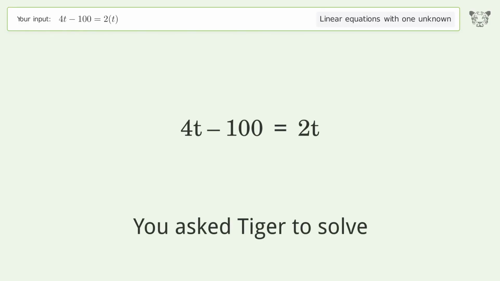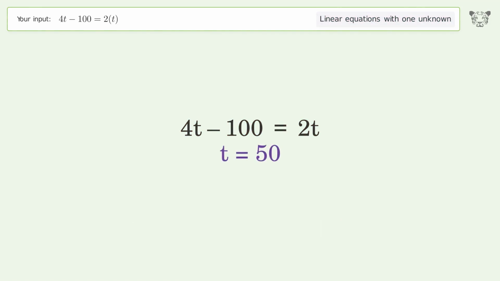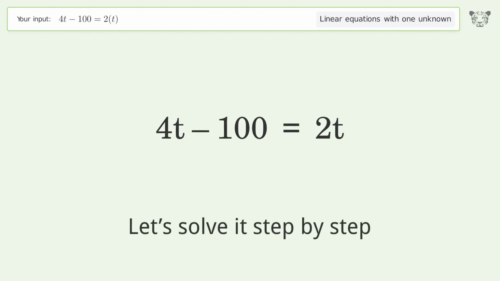You ask Tiger to solve. This deals with linear equations with one unknown. The final result is t equals 50. Let's solve it step by step.